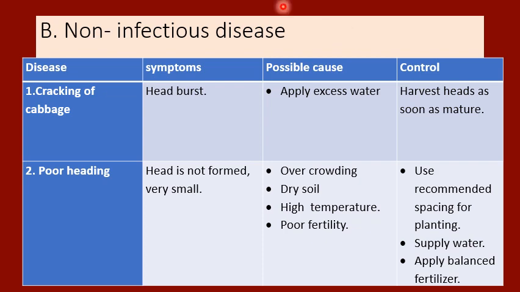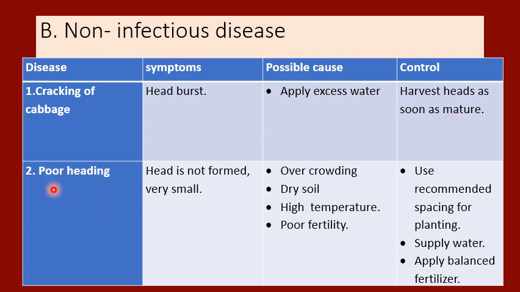Up to now, we discussed the infectious diseases. Infectious diseases mean the causal organism is a pathogen, but with non-infectious diseases there is no causal organism, but there may be other factors that cause the disease. The first one is cracking of cabbage. The symptom is head burst. This can happen if we apply an excess amount of water. The control method is to harvest heads as soon as they mature, without keeping them more time in the field.